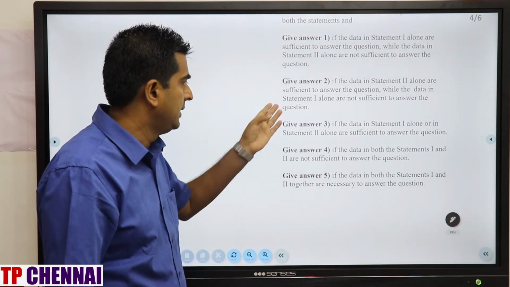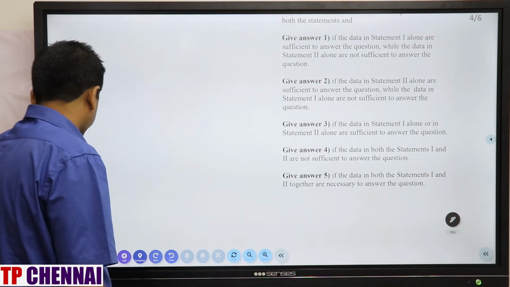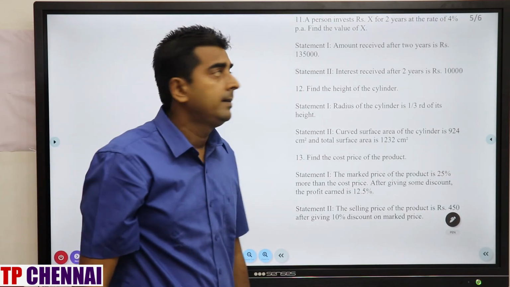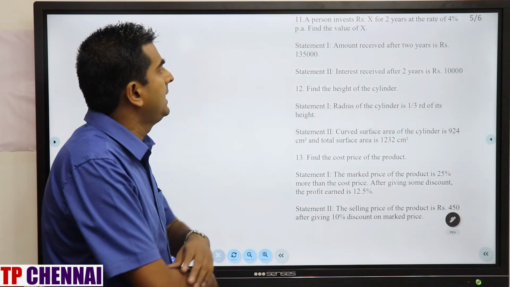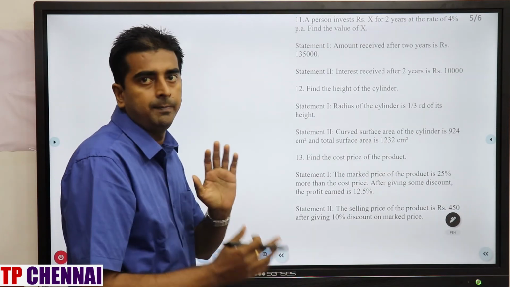So this was the option which they asked last year. Now we'll see the question straight away. Question number 11: A person invests rupees X for 2 years at a rate of 4% per annum. Find the value of X.